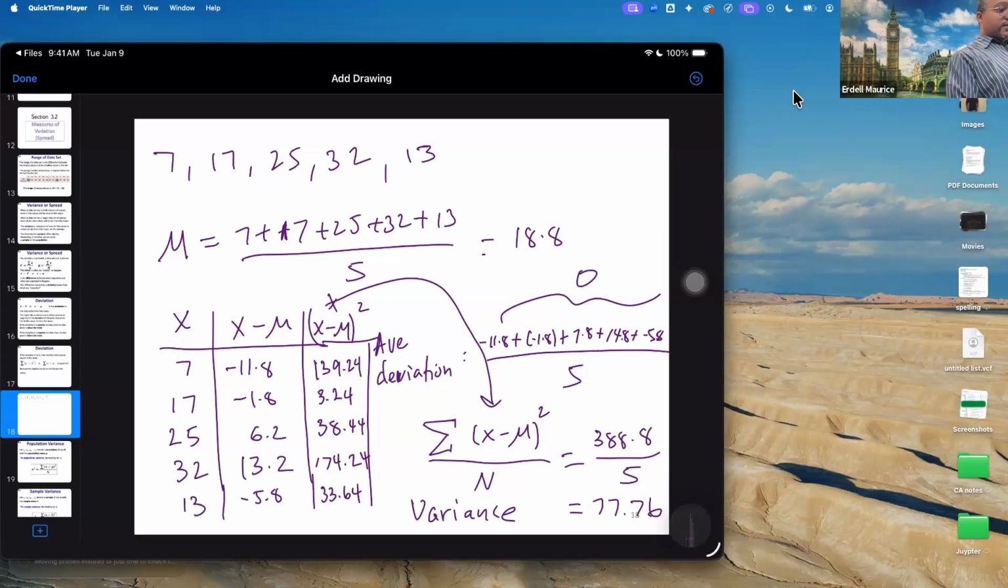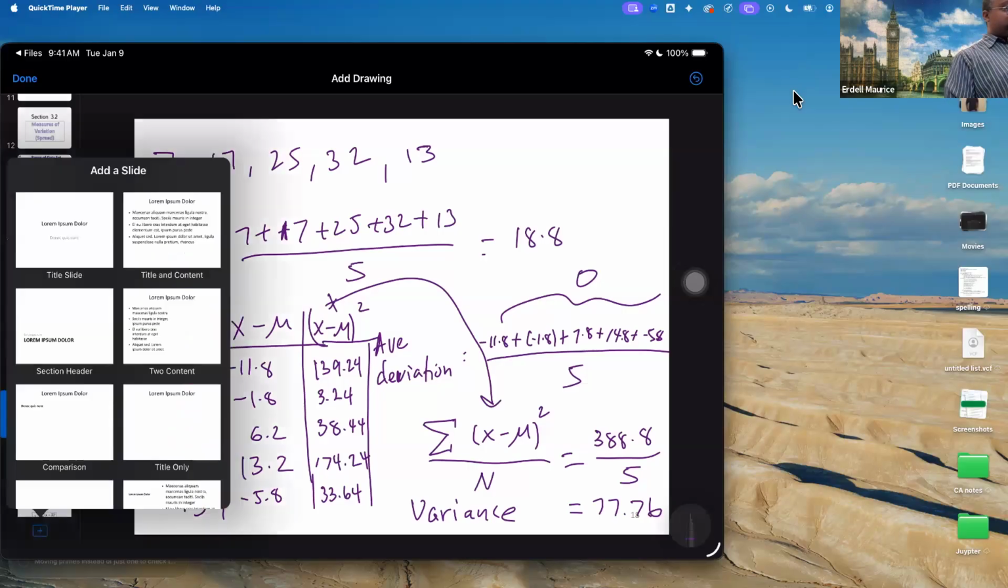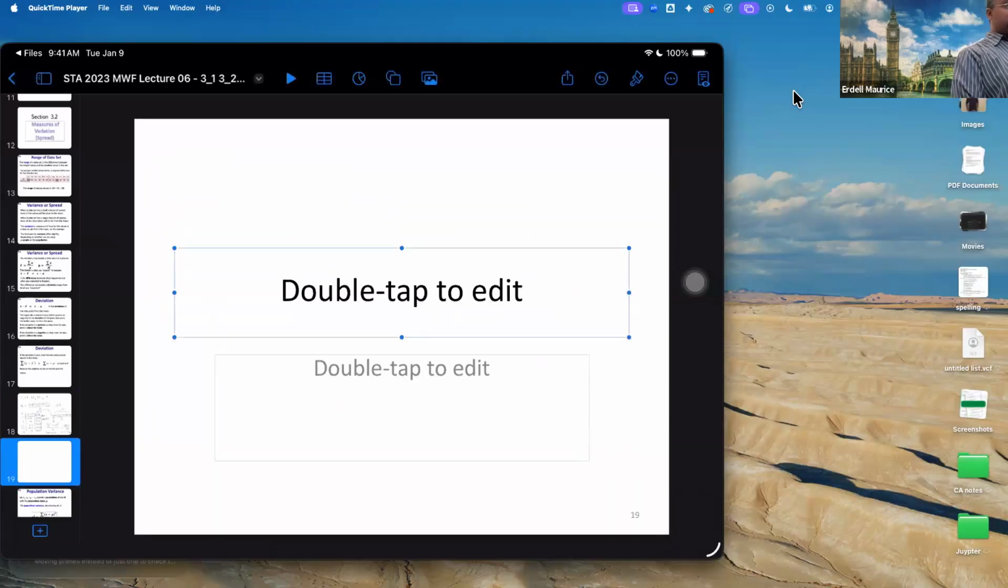I am out of space. So where can I write that? I have to write on the next line right here. Any clue?